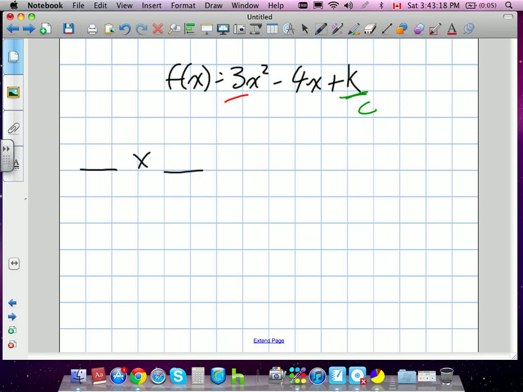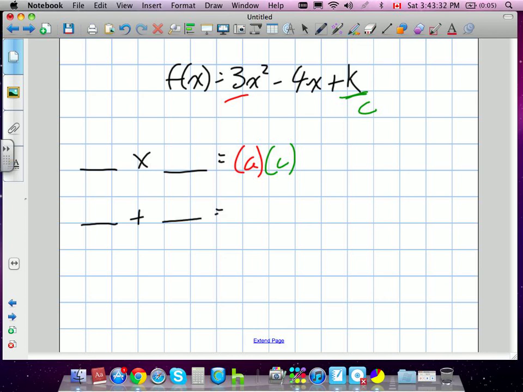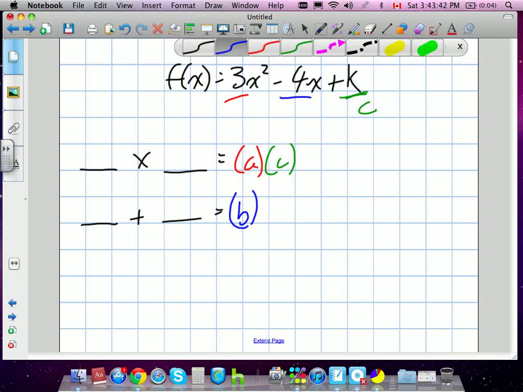Okay, let's try another one where they're looking for the value of k, or what we commonly know as c. One of the ways of factoring we talked about is where you find 2 terms that are going to multiply to a times c. So they multiply to a, multiplied to our c term. Those same 2 terms need to add up to our b term, which is right here, -4.